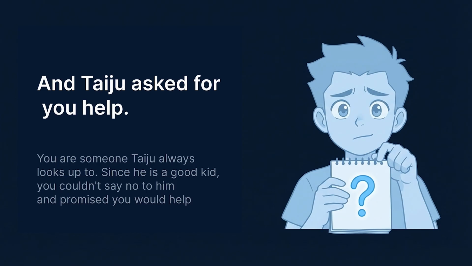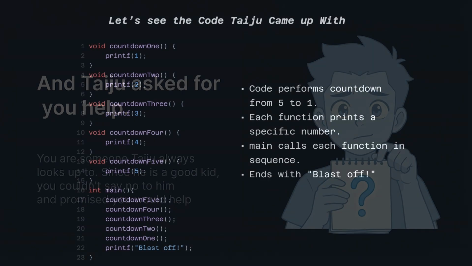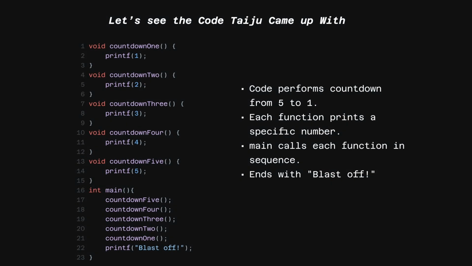Here is the code that Taiju came up with. I think we can agree that if a program indeed performs a countdown from 5 to 1, the code is functional and doesn't contain any errors, yet something about it feels inefficient. But let's think about this a bit more.